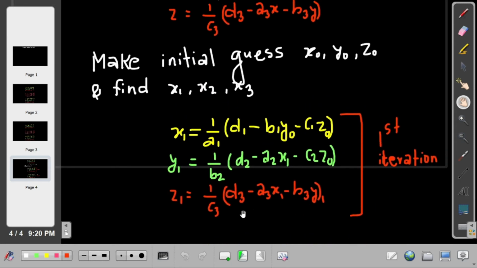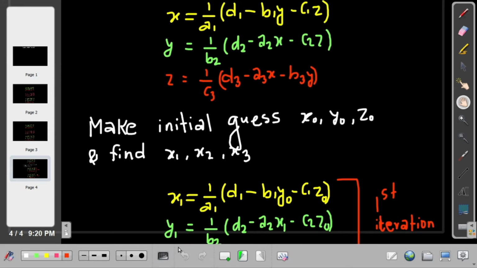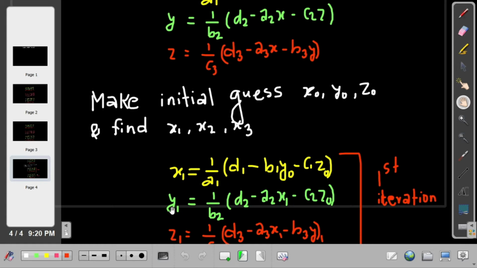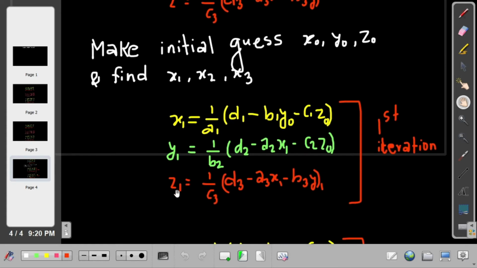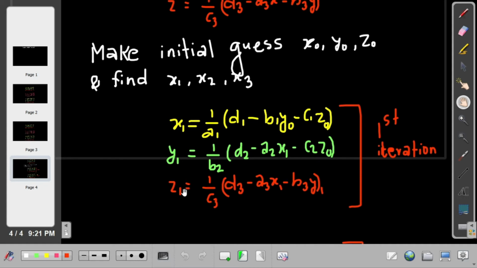If you look at this expression clearly, the x1, that is the first approximated value of x, is obtained by using y0 and z0, which are the initial guesses. y1 is obtained by utilizing this x1 and z0 because z1 has not been approximated yet. And finally, z1 can be approximated by using first approximations for x1 and y1. That means you can use here x1 and y1. In this way, you can find x1, y1 and z1.